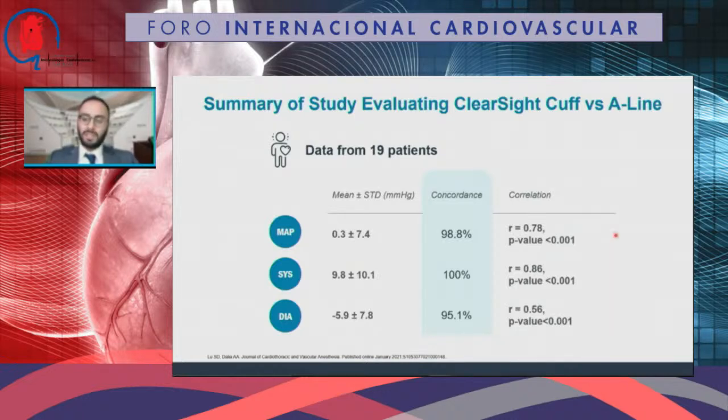And especially when you take a step back and think about the broader picture, why are we doing this? It's to look at the trends, obviously, to know what the patient's starting blood pressure was before induction and try to keep that within 10% of the patient's baseline. If you have a device like this that has a 98.8% concordance, keeping that MAP within 5 to 10% of baseline makes your life a lot easier.